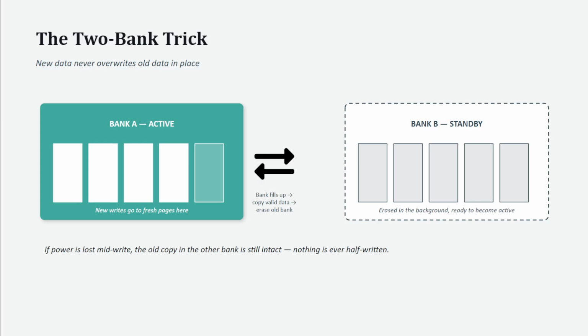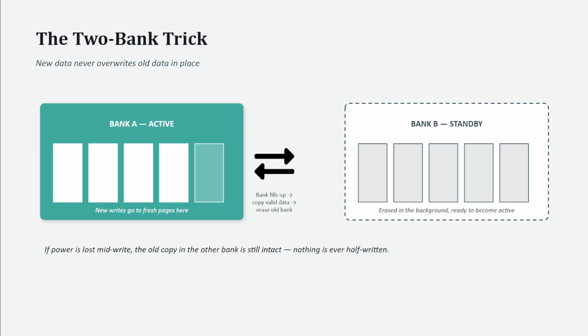The first one is called the two bank trick. Here's the core idea that makes this all work. Instead of one region of flash, automotive systems typically use two banks. Work along if you want to understand. When the ECU wants to save a piece of data, it doesn't erase and overwrite in the same spot.